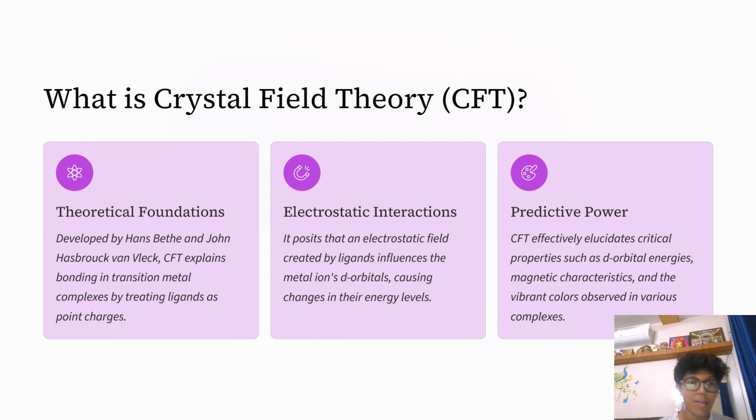Theoretical foundations were developed by Hans Bethe and John Hasbrouck van Vleck, and the main concept of crystal field theory is that the metal is at the center and the ligands are at the corners from the metal ion. It posits that an electrostatic field created by ligands influences the metal ion's d orbitals, causing changes in their energy levels.